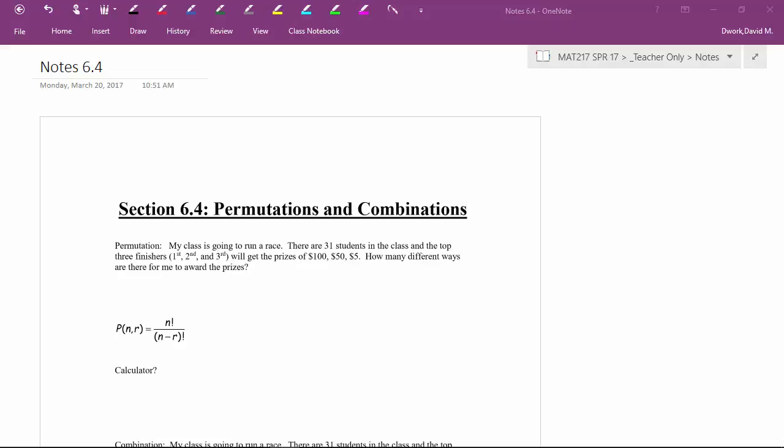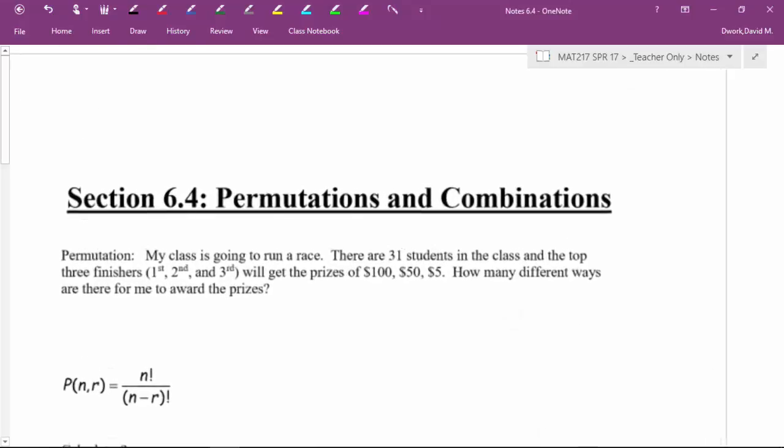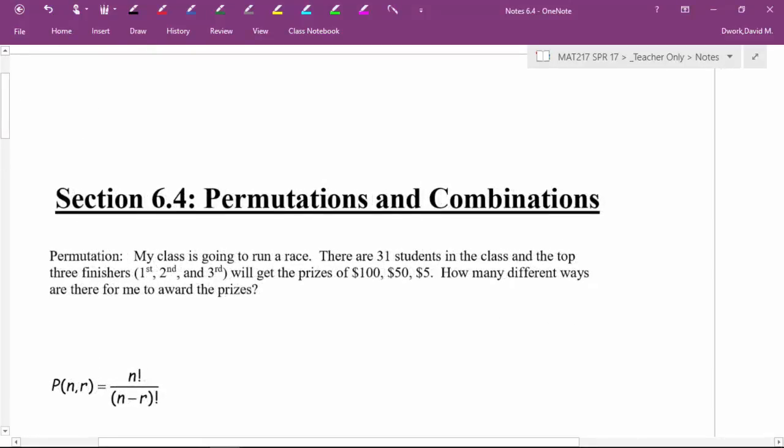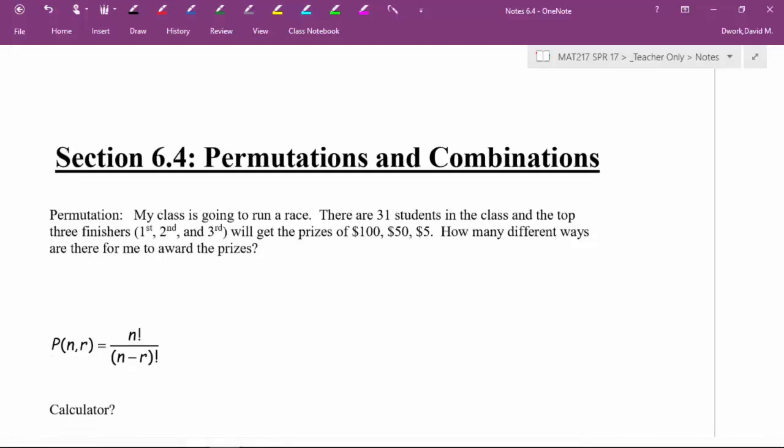All right, 6.4, permutations and combinations. Now we're getting going. Here's where counting is going to get fun. The first thing I want to do, we're going to cover two big ideas in this section. One idea is called a permutation. The other one is called a combination. When you learn those two things, you're ready to start doing this entire section.